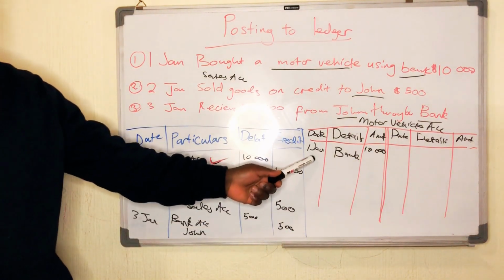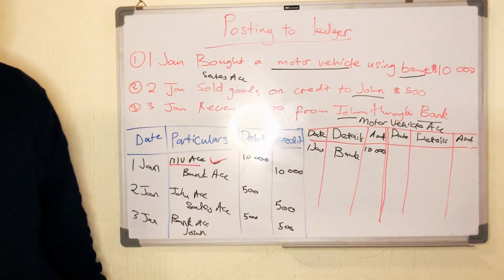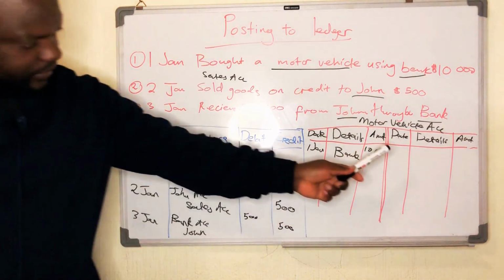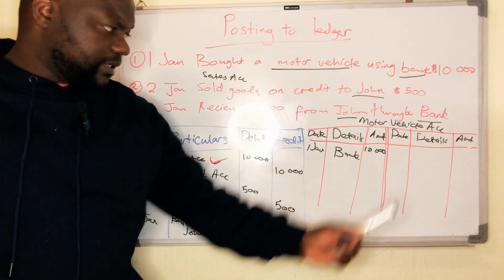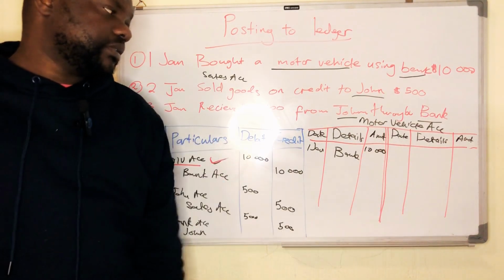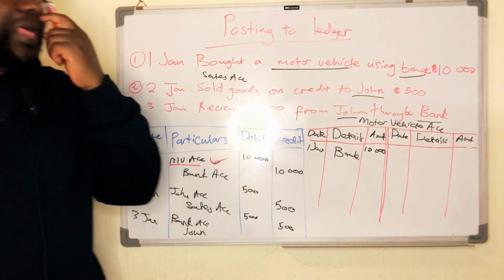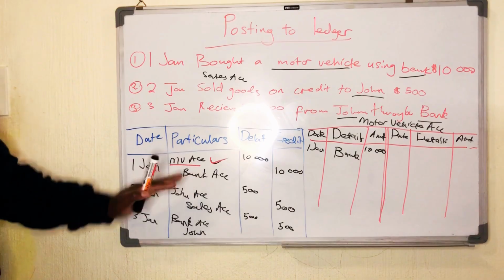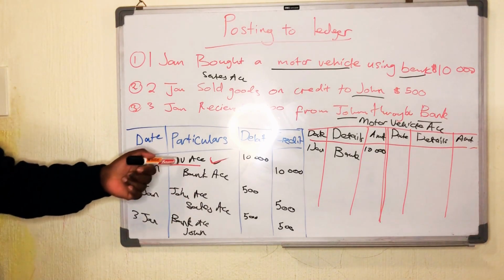The first column is your date. The second column is your details. The third column is your amount. The same applies on the credit side: date, first column, details, second column, amount, third column, like that. You are just going to be preparing these ledgers as you go. So now you have prepared the motor vehicles account.